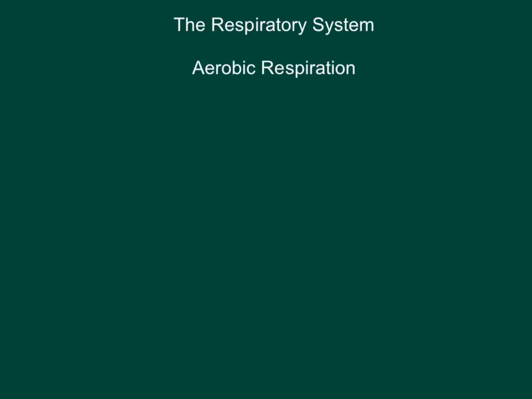Okay, welcome to the video on the respiratory system. First of all, we're going to look at the aerobic aspect of respiration. So aerobic respiration, and all that means is that we are exercising and respiration is occurring in the presence of oxygen. So we've got oxygen present. I'm sure you're all aware that the symbol for oxygen is O2, so I'm just going to put that there.